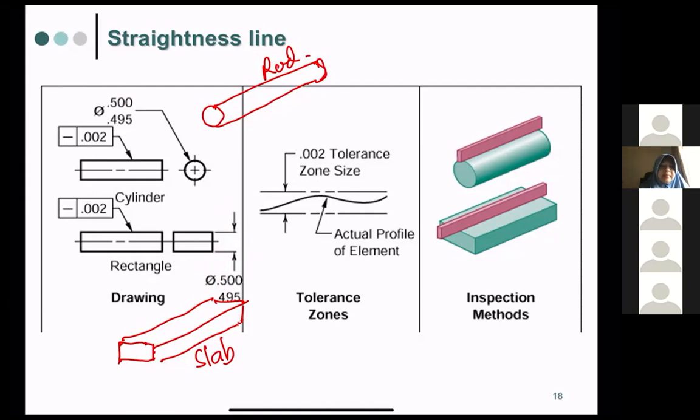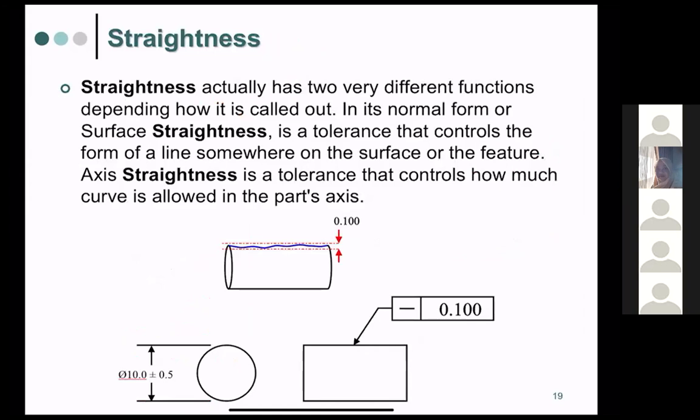Okay, let me continue. This is surface straightness. In its normal form, surface straightness is a tolerance that controls the form of a line somewhere on the surface of the feature, and it can also be an axis straightness, a tolerance that controls how much curve is allowed in the axis.